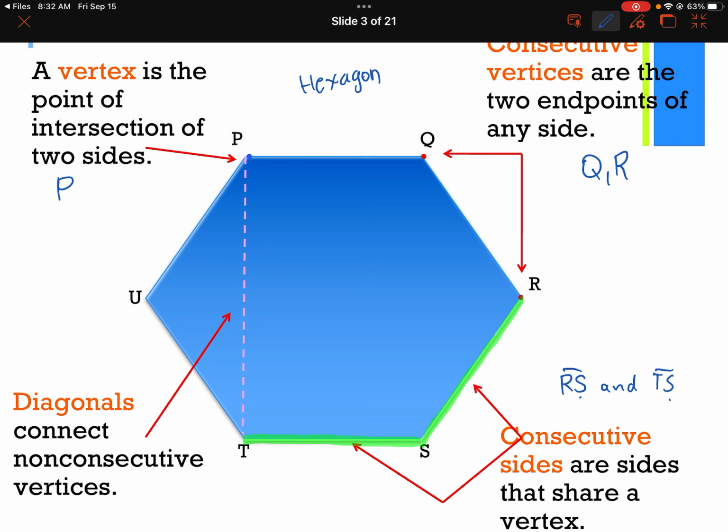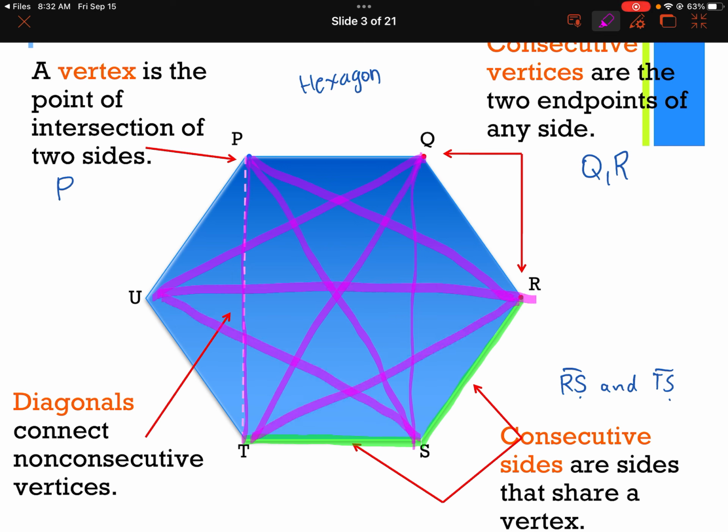Diagonals connect non-consecutive vertices. So that purplish segment right there, that's a diagonal. You have 3 diagonals coming from each vertex on a hexagon. So we'll go to point Q and draw its diagonals. We'll do the same thing for point R and point S. So if you draw all of those diagonals on there, it makes a cool little design.